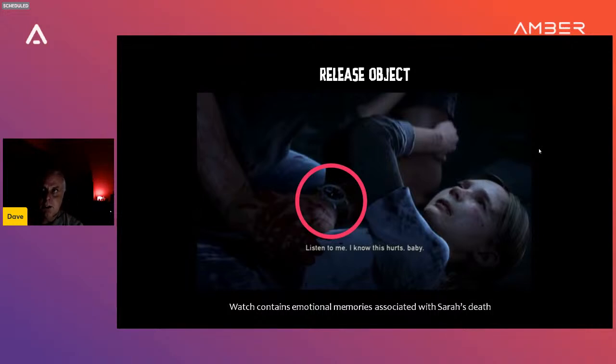whereby they attach very powerful emotional memories to a thing. That thing could be anything. It could be a watch. It could be a memory. It could be a smell. So they can then bring back that release object on stage and then feel the emotions attached to it.